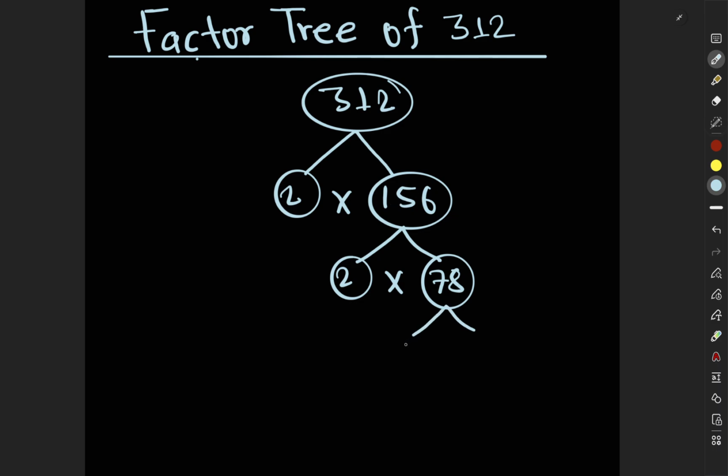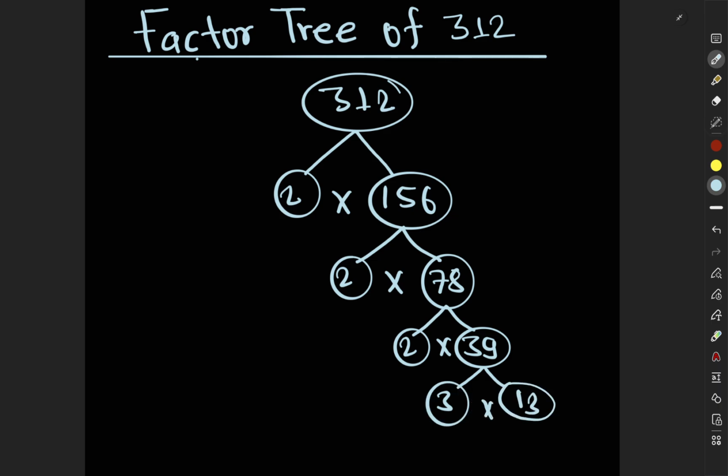78 can be written as 2 times 39. 2 times 39 means 78, and 39 can be written as 3 times 13. 3 times 13 means 39. So now we select the prime numbers in all these numbers. So the prime numbers are 2, 2, 2, 3 and 13.